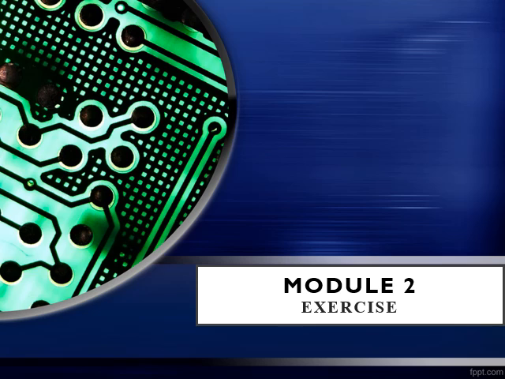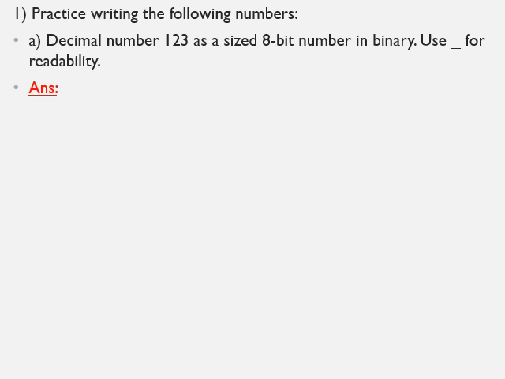In this video lecture, we look into a few exercise problems of Module 2. We'll begin with the first problem. Practice writing the following numbers. In that, the first one is decimal number 123 as a sized 8-bit number in binary.